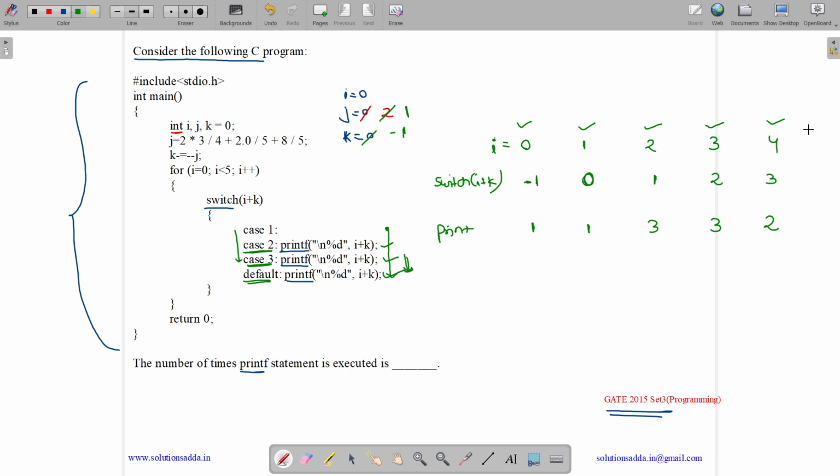Now in the next loop i becomes 5 and we come out of the loop. So the number of print statements is 1 plus 1 plus 3 plus 3 plus 2, which is 10 in total. So a total of 10 print statements are printed during the execution of this entire code. So the answer is 10.